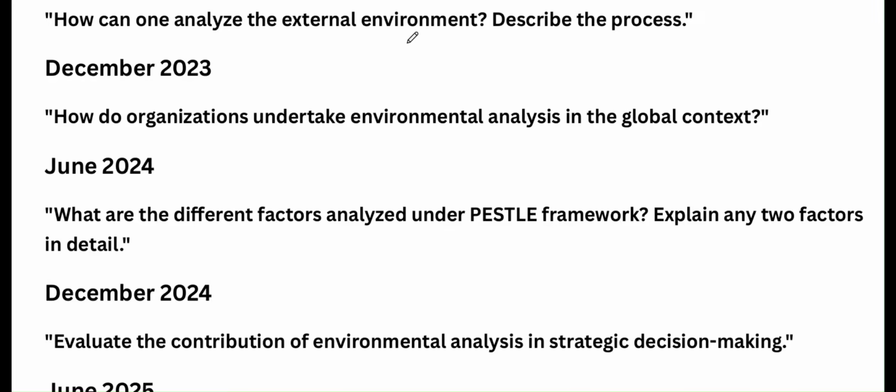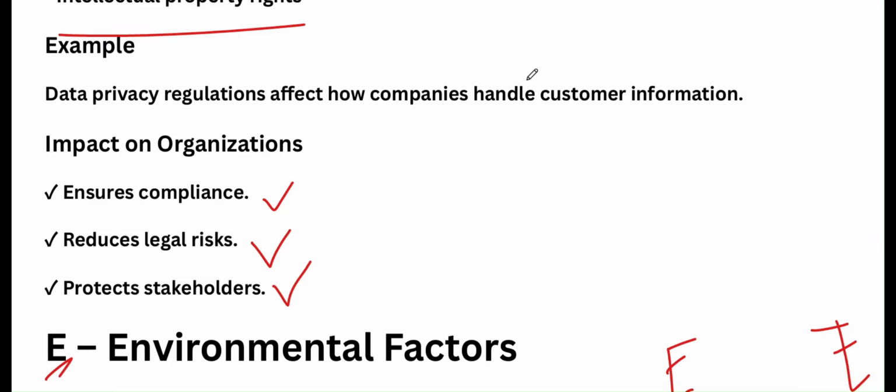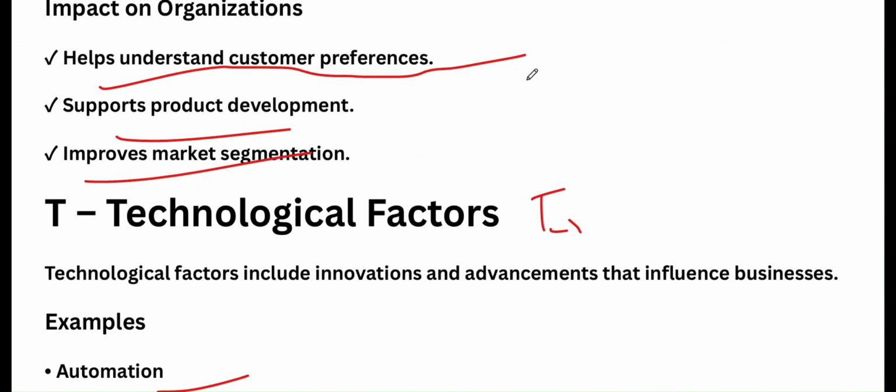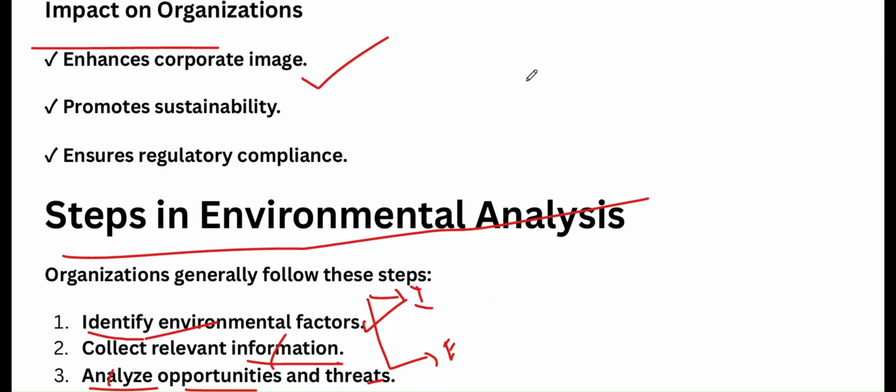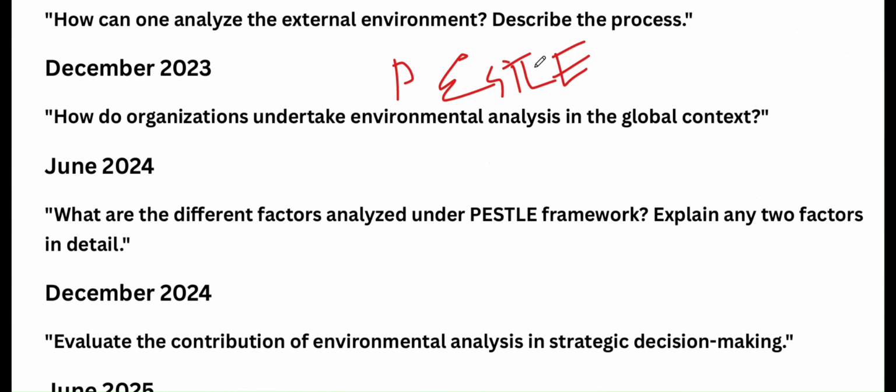Next one is how can one analyze the external environment? The PESTLE one. PESTLE. P stands for political, E stands for economic, S stands for social, T stands for what? I don't remember. T stands for technology. Yeah, sorry. PESTLE. T stands for technology, L stands for laws and rules and regulation, E stands for environment. So these you should not forget.